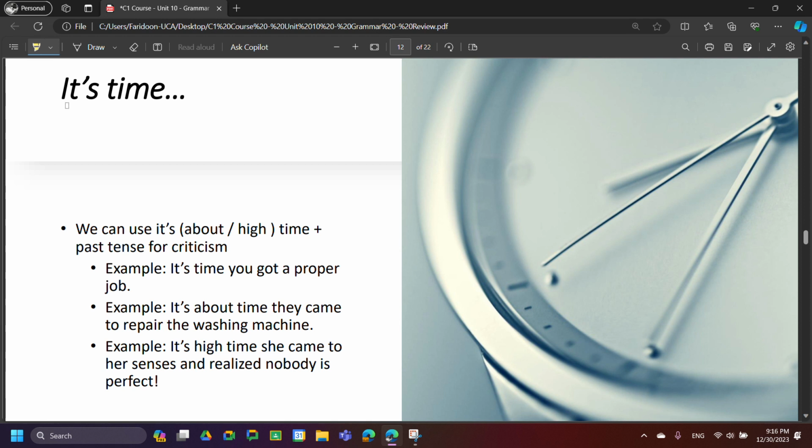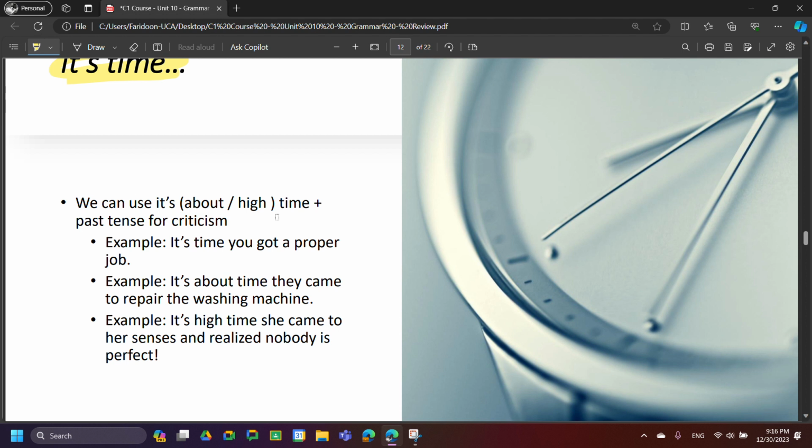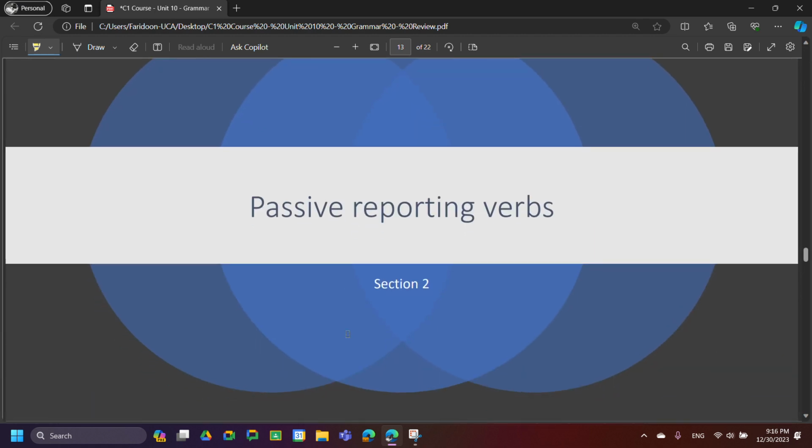Another expression we have is it's time. And we can use it's time plus a past tense, or we can use it's about time, or it's high time plus a past tense for criticism. Example, it's time you got a proper job. It's about time they came to repair the washing machine, and it's high time she came to her senses and realized nobody is perfect.